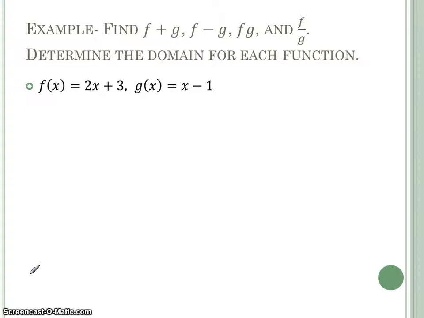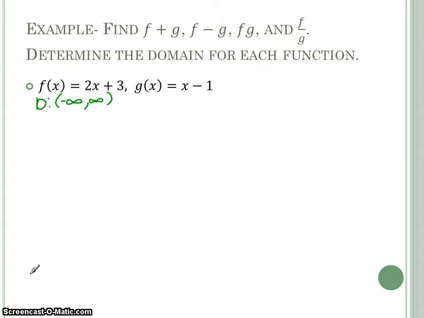All right, so our two functions here, we've got f of x equals 2x plus 3, and g of x equals x minus 1. All right, so let's first worry about the domains for the individual functions. So what's the domain for f? Are there any x's we're not allowed to use? No. So what would the domain be? Right, all reals, negative infinity to infinity.